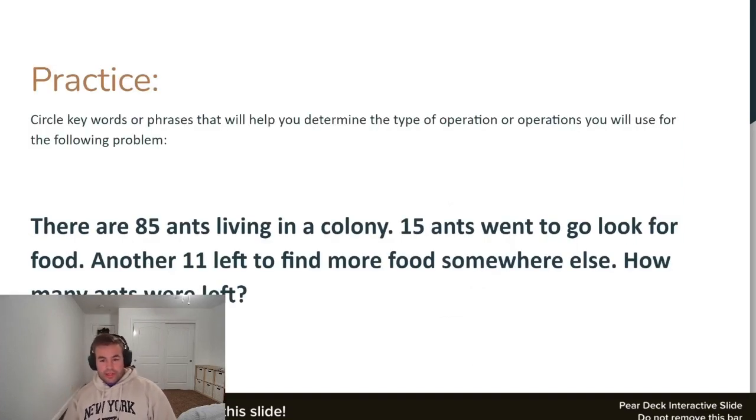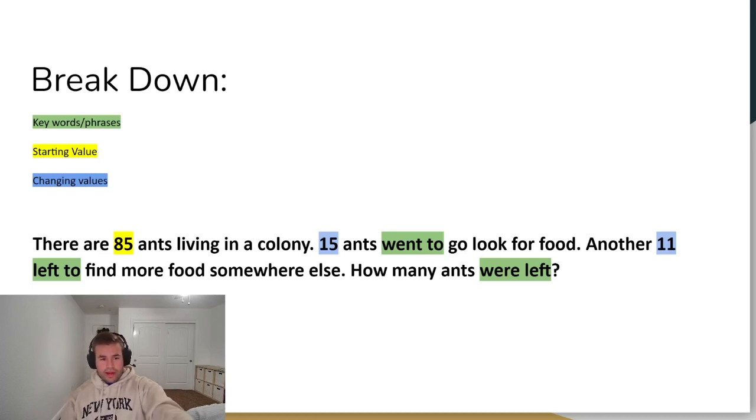This is the first practice question. So we'll go over this together. And they're going to circle the important words or phrases or numbers. And they're going to be given a little bit of time to do that. They can talk to their partner. And then I went ahead and broke it down and I highlighted. I wanted to note the starting value, keywords and phrases, and changing values. And then we'll go over and talk about what each one of these means. What does went to mean? Left to, how many were left? What kind of operation are we doing?